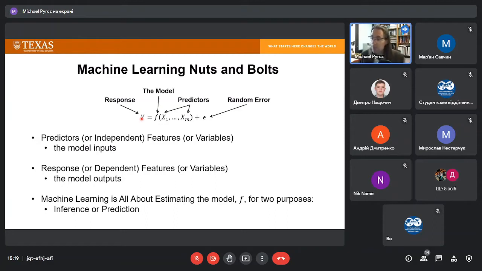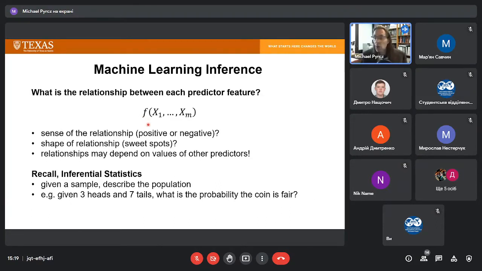Now, there's two purposes for machine learning. There's two reasons we do it: inferential and prediction. Inferential goes like this. We're trying to understand the relationship between all of the inputs. We want to understand the population, the system, the reservoir. We want to understand if there's positive or negative relationships between the features. Is there specific sweet spots in the relationship where you have a good combination of inputs to get a good result? Recall, inferential statistics would be the problem for which you have a coin, and you say, given I had 3 heads and 7 tails flipping the coin, what is the probability the coin is fair?